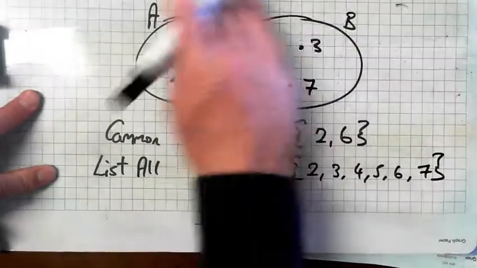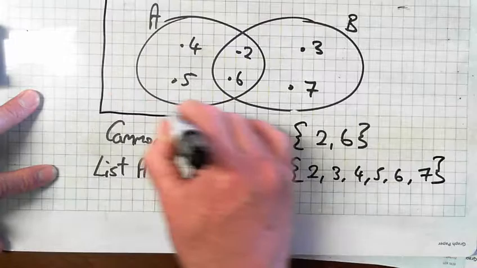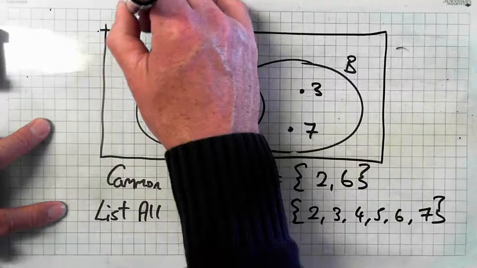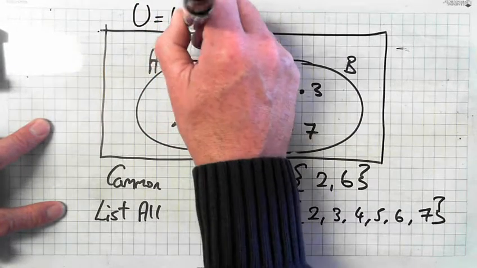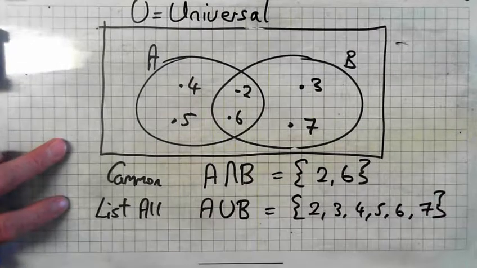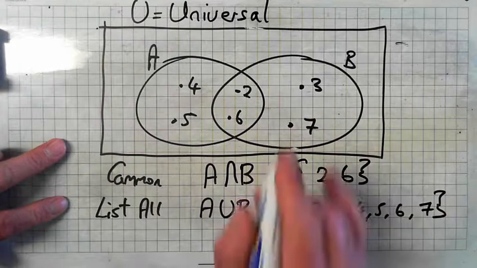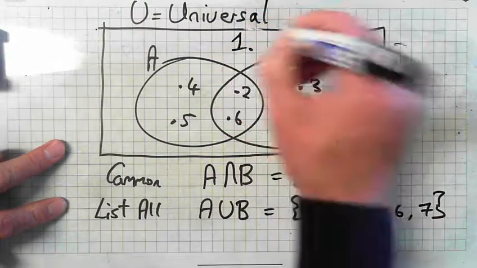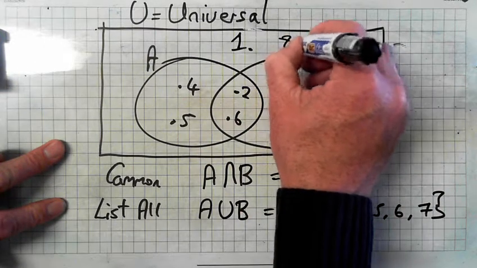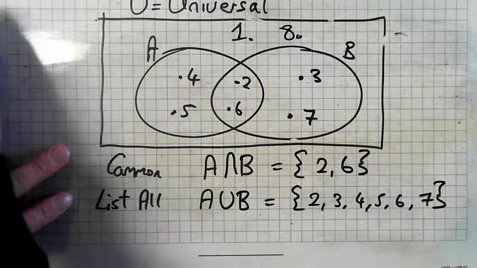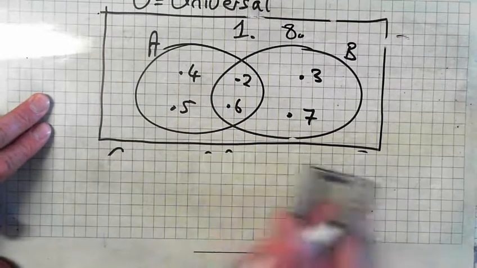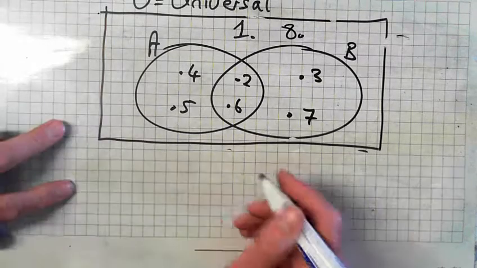Now watch. We could put a box outside, and this box is called U for the universe. Universal. Now watch, look up, because you're still scribbling. If I put the number 1 there and another number that's not in there, the number 8 up there. Okay. Right. I'll come back to that.